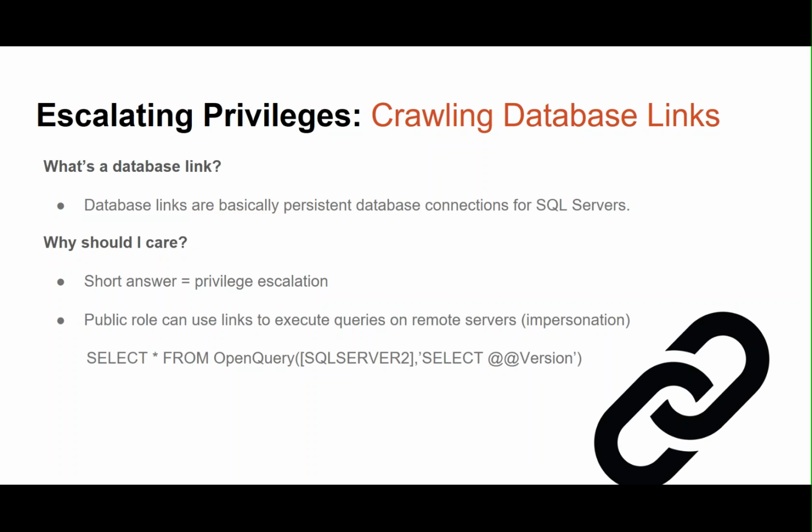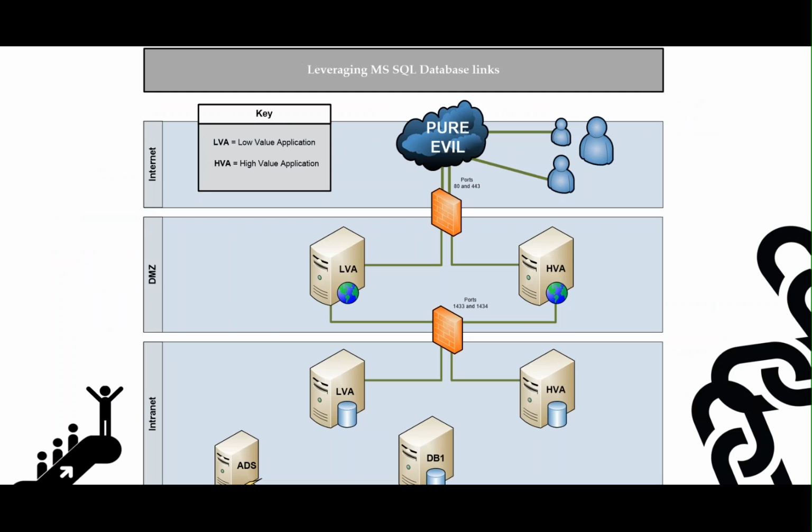So we can do simple things like just basic queries, but we can also run commands through them if we have SysAdmin privileges over that link. And what really compounds this is that these links can be crawled or nested. And so from an attacker perspective, I put together this diagram.